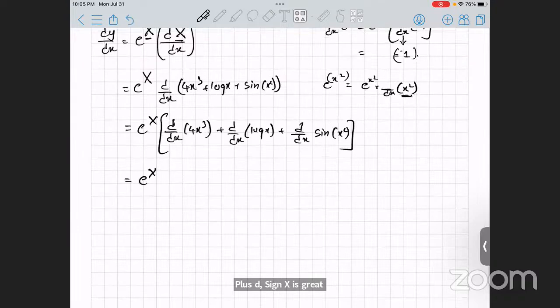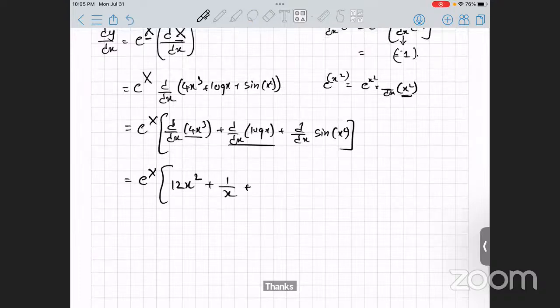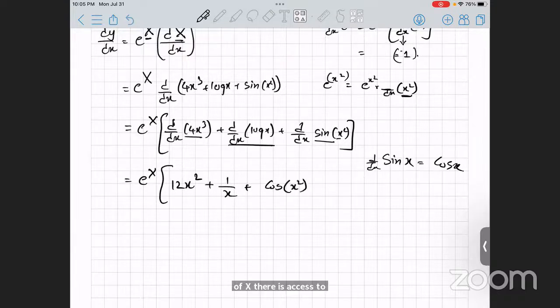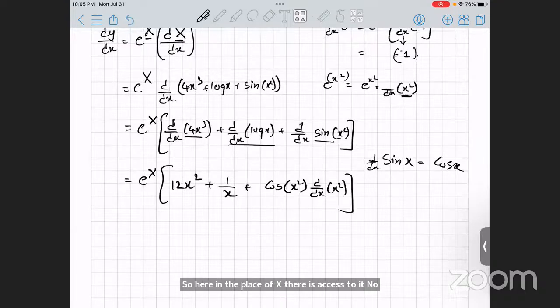So e power capital X, this will become 12x square plus 1 by x plus, d by dx of sin x equals cos x. So here in the place of x there is x square. Now remember this, you have to do d by dx of x square. Everyone got this? Why I wrote this? Yes, sir.